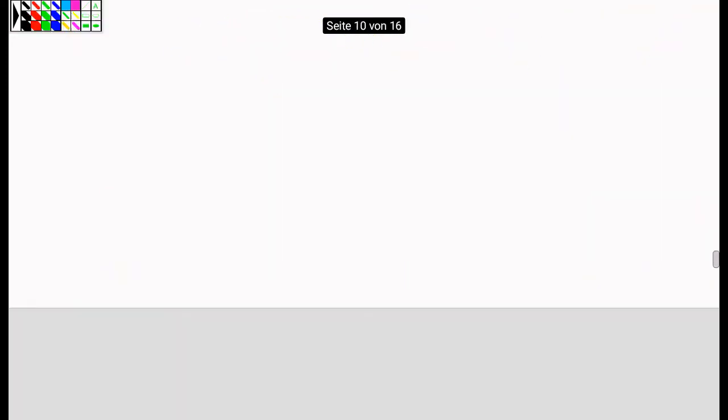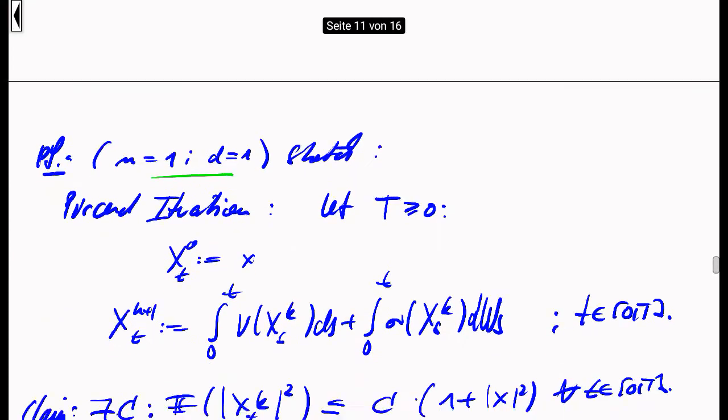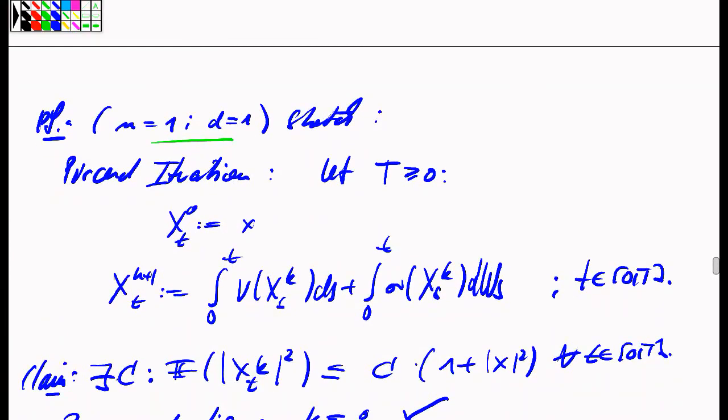Okay, so the proof is slightly involved, but not too much, and I want to give it again in dimension d equals n equals 1. The proof is based on a Picard iteration, similarly to the Picard-Lindelöf theorem that you know from ordinary differential equation theory. So we construct a sequence of processes, which then in the end approach the solution, which is then giving the claim.